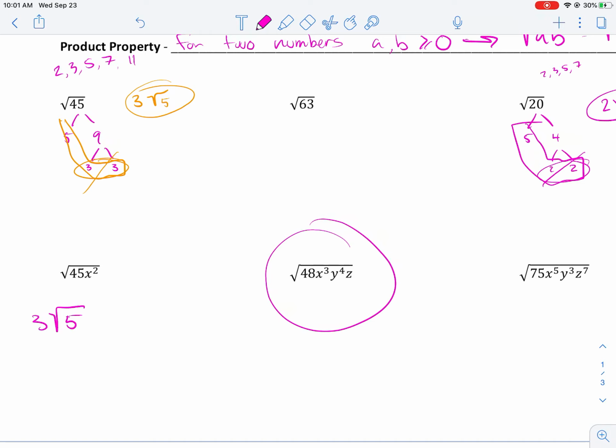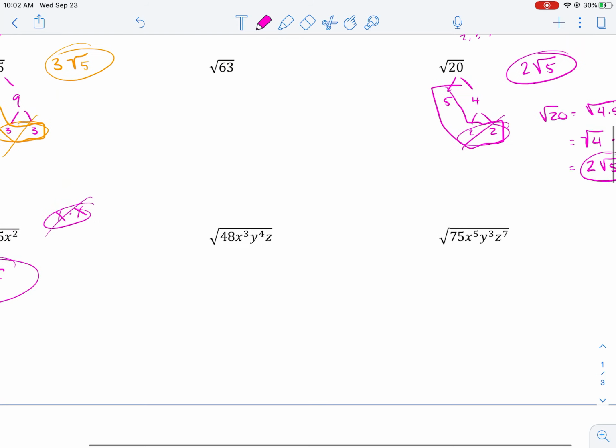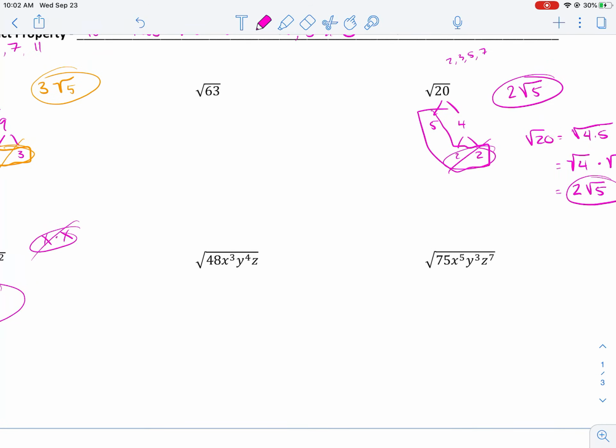Now we got to worry about this x. So what I always do with these letters is I write them off to the side. If I got a pair, pull one out, move that to the front. 3x square root 5. So anytime you see these letters here, I just think it's easier to write them off at the top and do your pairs that way, until you get comfortable with pulling these things out.